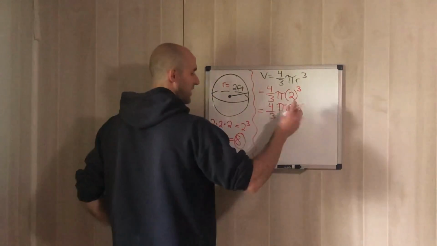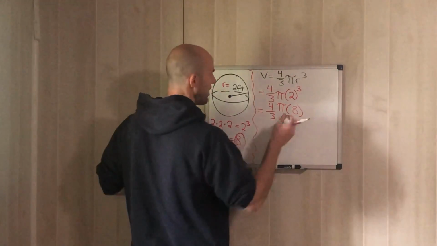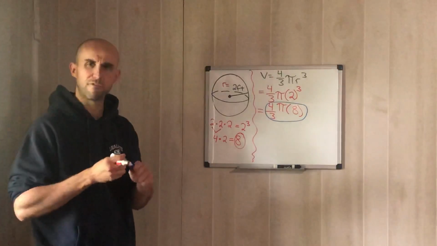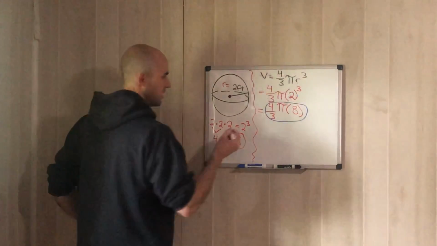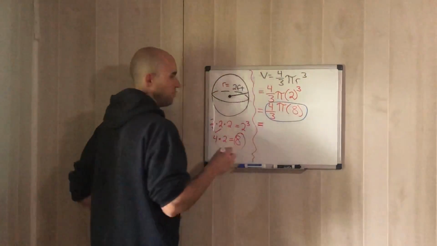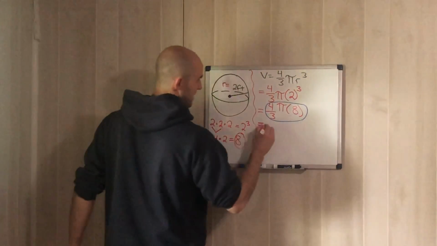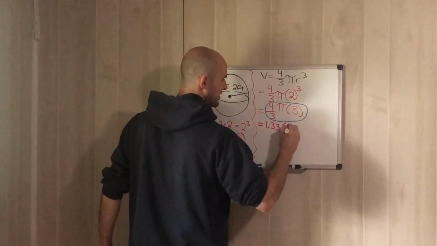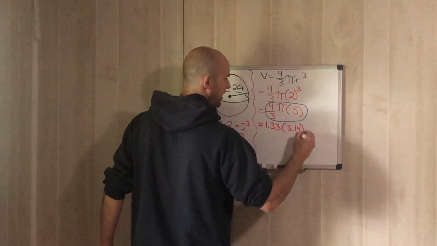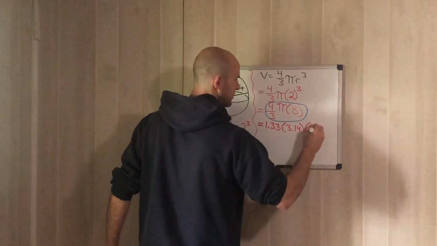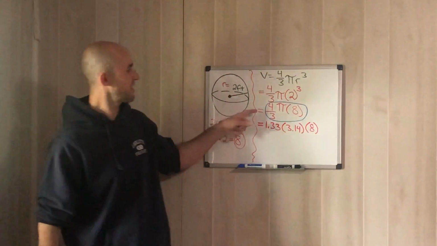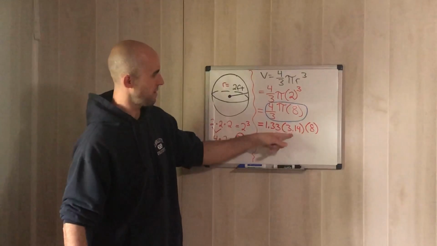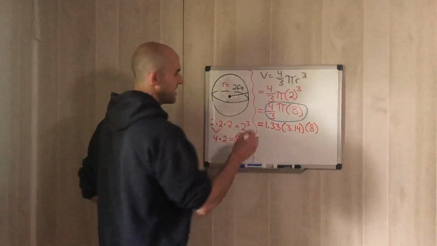And now once you have it at this stage right here, my advice to you to make your lives easier at home, just convert everything that you can to decimals, right? And just try to keep it to 2 decimal places. So we know that 4 divided by 3 is 1.33. We know that pi is 3.14 approximately, and 8 stays the same. And all I did, just changed everything that I could to decimals. 4 divided by 3 was 1.33, pi was 3.14, and then 8 stayed the same, right?